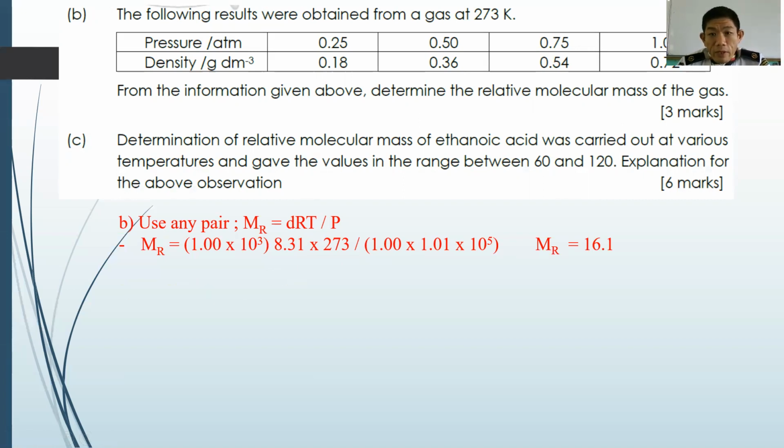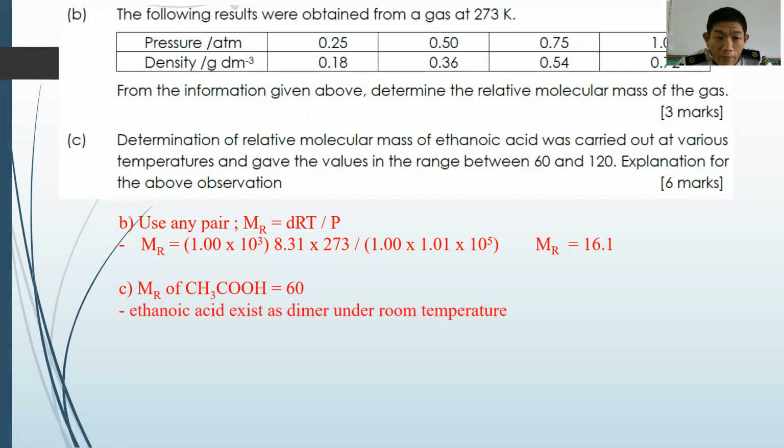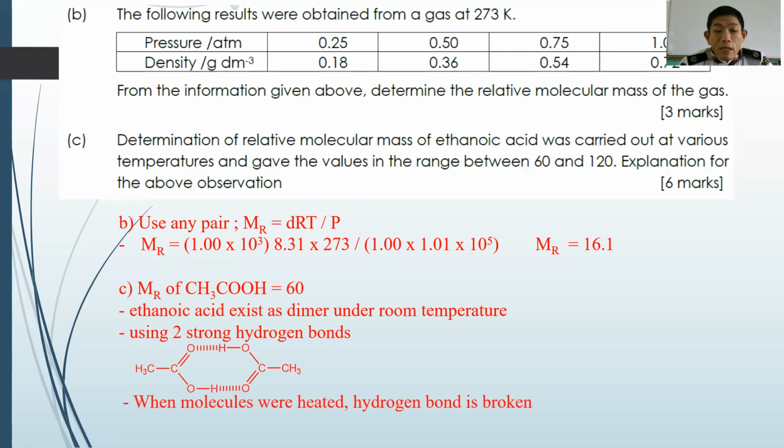C, determine the relative molecular mass of ethanoic acid, carried out at various temperatures, given the values range between 60 and 120. Explain the above observation. In here, the relative molecular mass of ethanoic acid is 60 if you calculate accordingly. However, ethanoic acid exists as a dimer under room temperature and pressure. Why? Because it uses hydrogen bonds to form a dimer between the molecules. So this is the structure. As a result, the molecular mass is greater than expected. However, when this molecule is heated, the hydrogen bond is broken. So that is why you form back the monomer of CH3COOH.